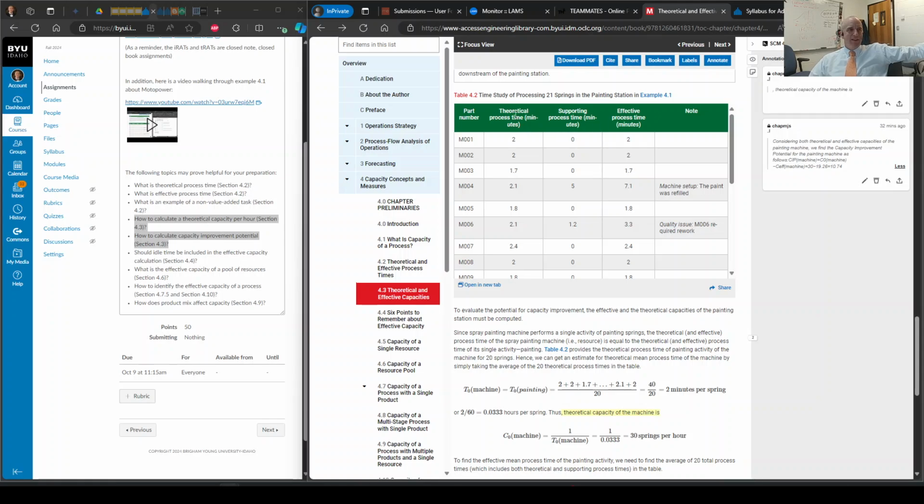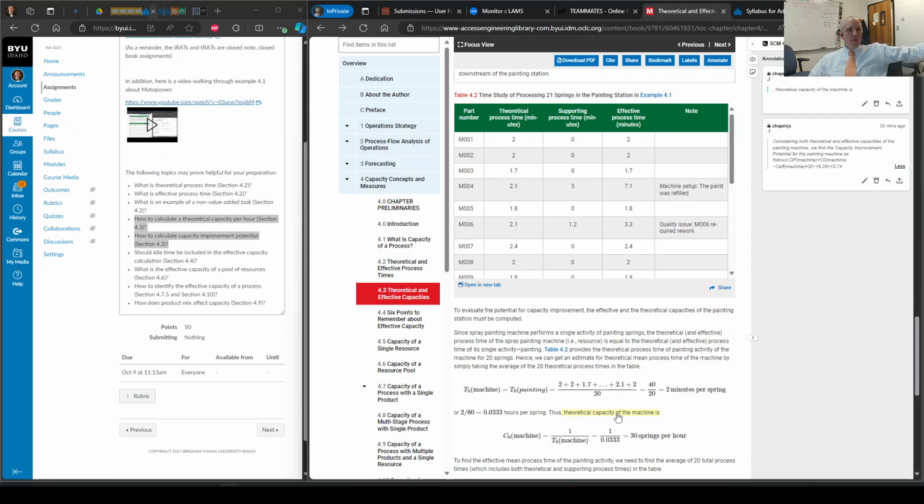apart the different times. 2 minutes for the first part was the theoretical. There was no supporting task, so the effective was 2. If we come down to machine number 4, part number 4, M004, 2.1 minutes was the theoretical process time, but there were supporting tasks of 5 minutes. The paint was refilled. So the total effective time was 7.1 minutes.